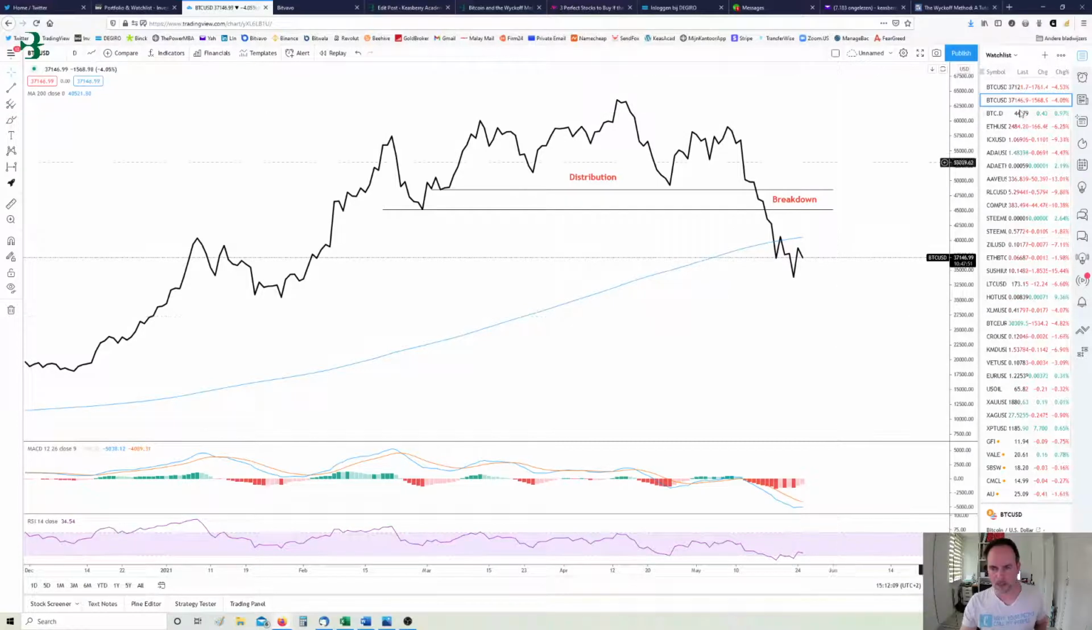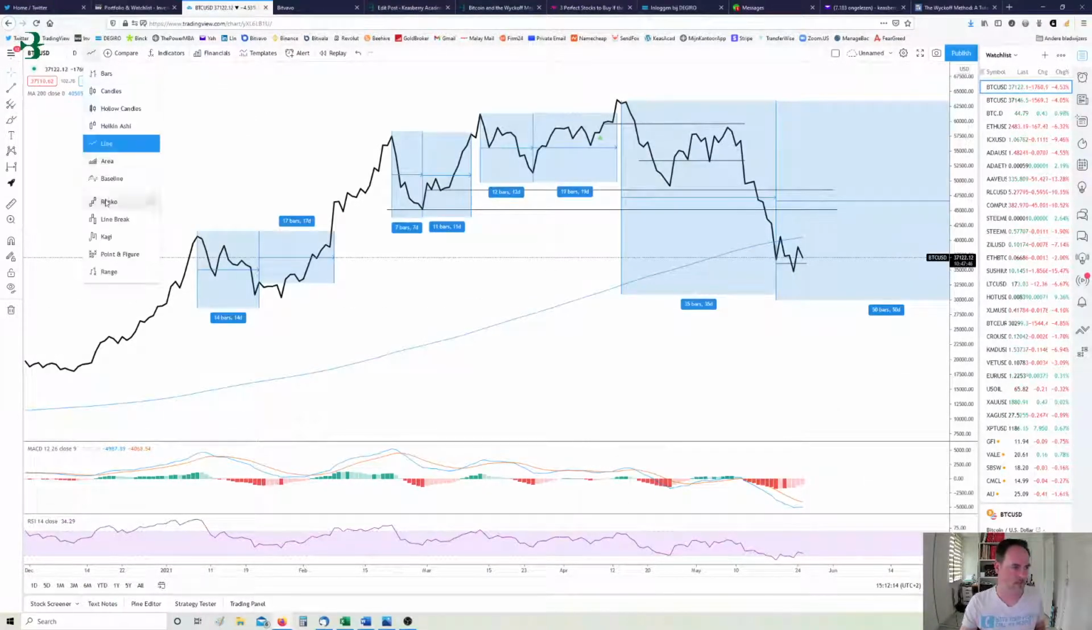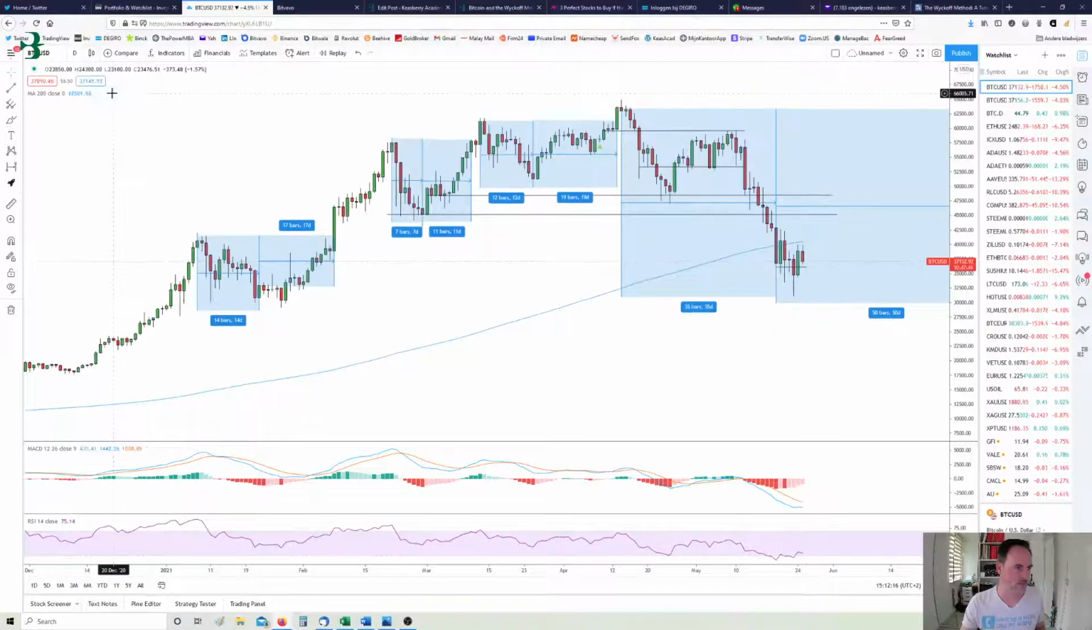Now let me also have a look at this chart here. I'll show you this. I'll put in the candles here, just to have a look at some of the other corrective phases that we've seen.